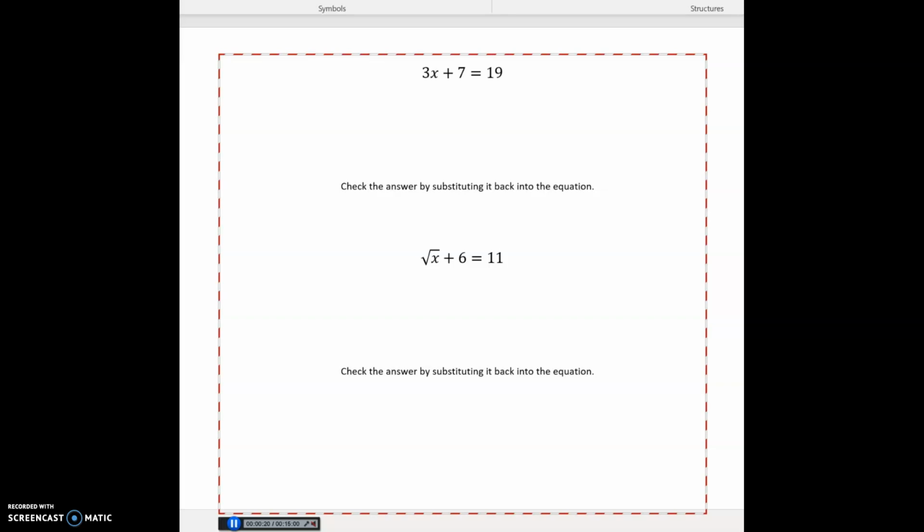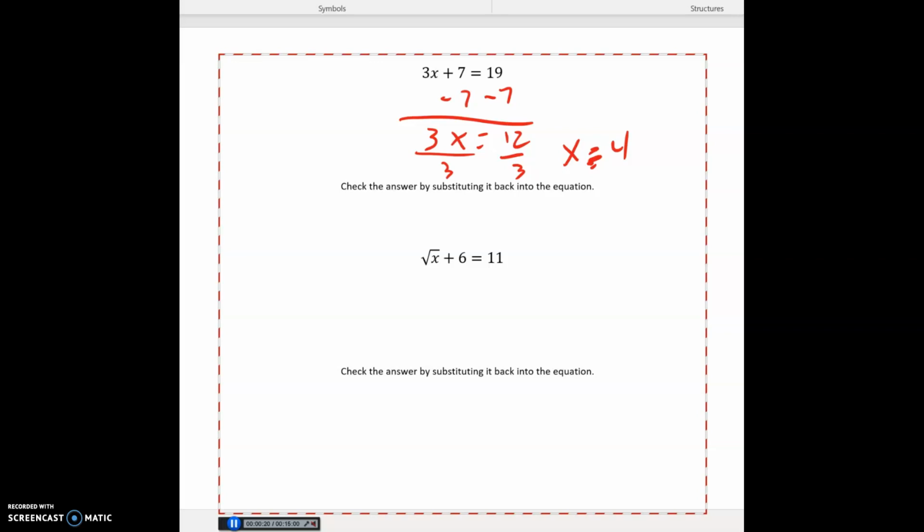So what I want to do first is review really quick an equation that you all should know how to do. I'm looking at 3x plus 7 equals 19. To solve that, I think everybody knows you go minus 7, minus 7. That gives you 3x equals 12. And then you divide by 3, x equals 4.